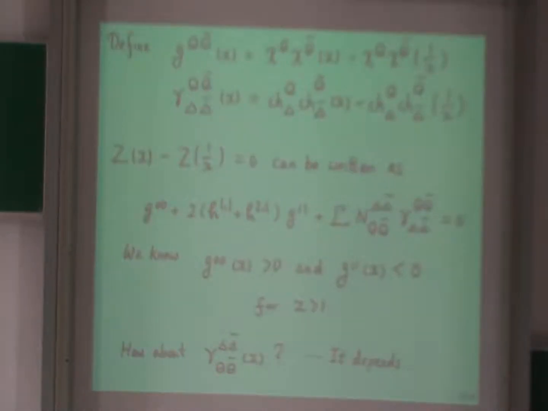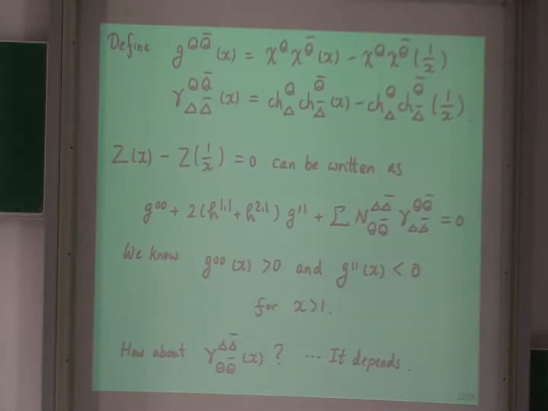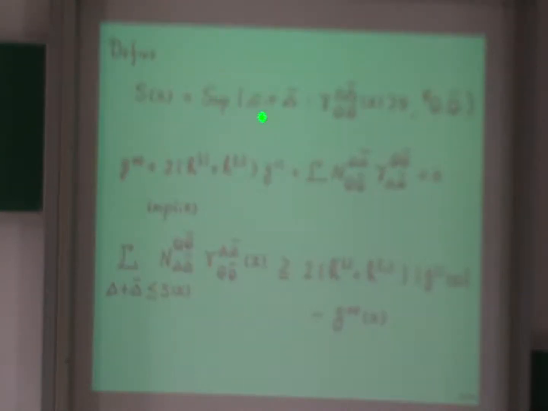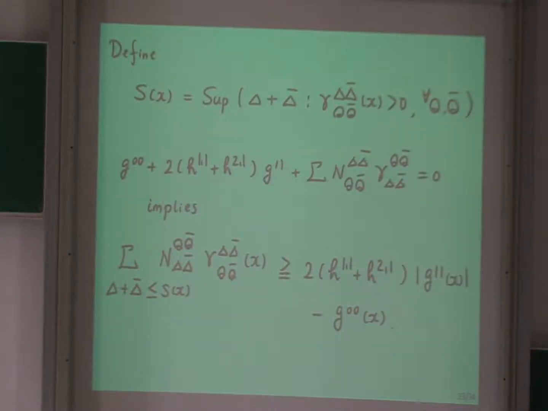Well, gamma depends on the highest weight of the non-BPS representation. So basically what happens is that when delta is small, this is positive, but when delta gets large, it becomes negative. So I'm going to define some function which gives you a boundary value of delta, which distinguishes positive gamma and negative gamma. I'm going to define s of x as a function of x as the supremum of delta plus delta bar, for which this is positive for any q and q bar. So that's the definition of s of x.